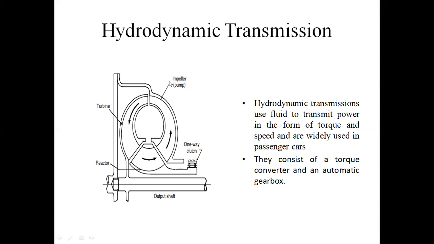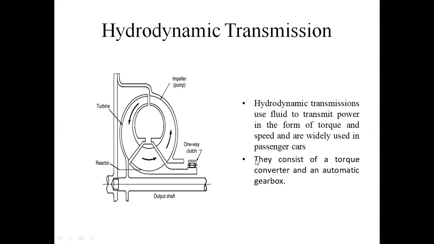Okay, this is the pump. The pump pumps fluid in the hydrodynamic transmission. This turbine will rotate at high speed. The reactor sends fluid back from output to input, meaning from the output shaft side to the input shaft side. Next, these two points: hydrodynamic transmission uses fluids to transmit power in the form of torque and speed, and is widely used in passenger cars. This type of hydrodynamic transmission is mainly used in conventional vehicles.